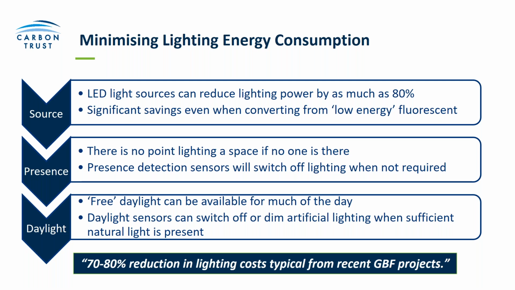In addition, the use of daylight dimming can reduce the amount of work that the lighting system needs to do by taking advantage of free natural daylight. And the use of daylight sensors can switch off or dim back the artificial lighting when sufficient natural light is present. And I suppose lighting is still probably the number one recommendation we're seeing through our Green Business Fund work, and we would tend to see reductions of 70 to 80% where good solutions are put in to move to LED and also to improve controls.